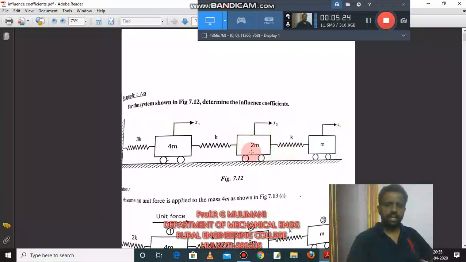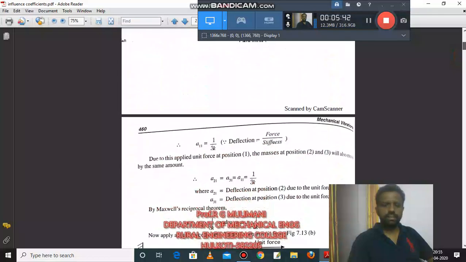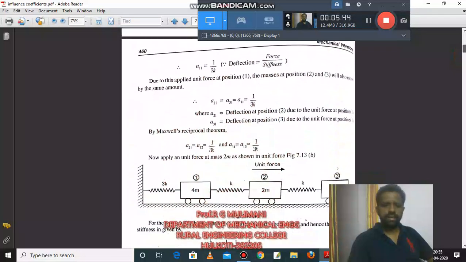So A21 is equal to 1 by 3k, A31 is equal to 1 by 3k, and Aij is equal to Aji. By this, A21 is equal to A12 and A31 is equal to A13. So by finding A11, now we know all these 5 influence coefficients. Okay, keep it in mind.